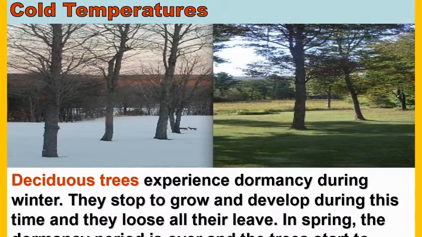Temperatures. Deciduous trees experience dormancy during winter. They stop to grow and develop during this time, and they lose all their leaves. In spring, the dormancy period is over, and the trees start to grow new leaves again.